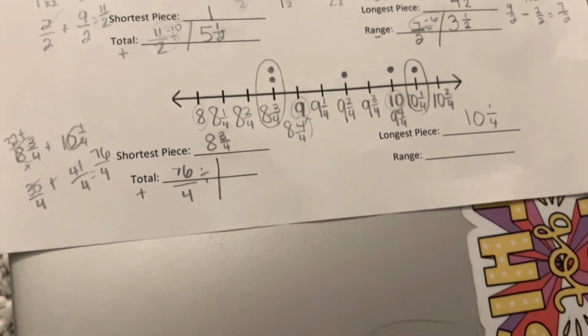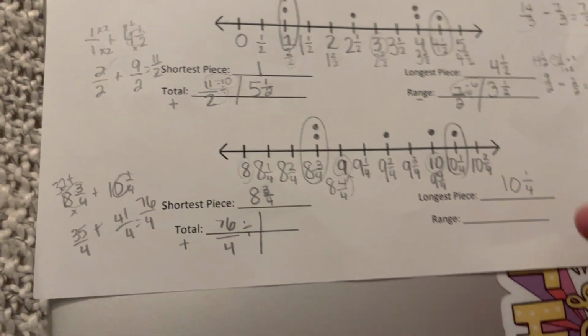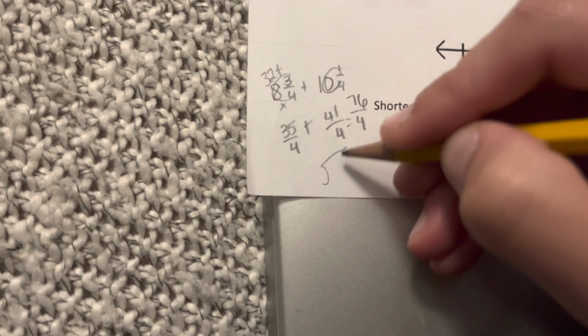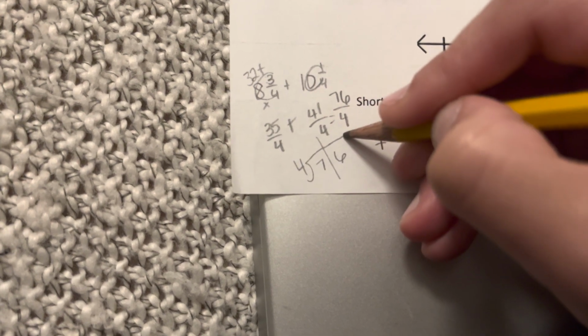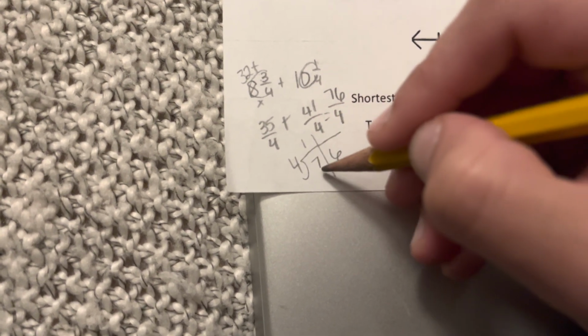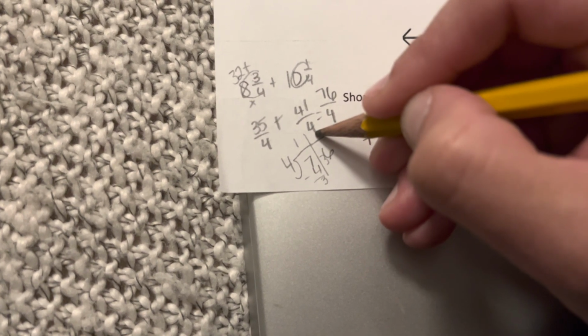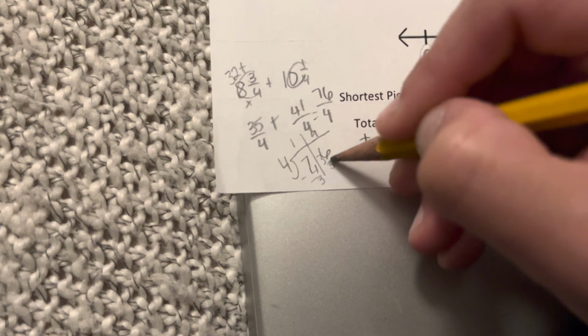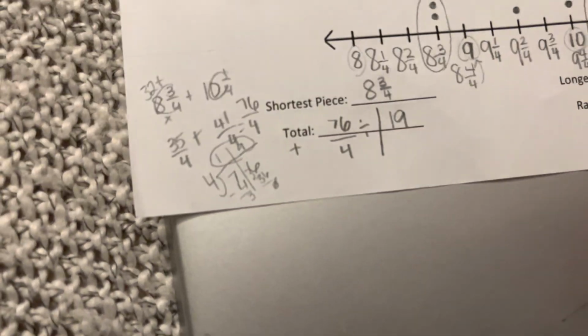That's 76 divided by 4. I'm just going to do it off to the side just in case. I don't want to confuse anybody anymore, okay? 4 can go into 7 one time. 7 minus 4 is 3. That gets me to 36. And 9 times 4 is 36. So that tells me that 76 divided by 4 is the same as 19.